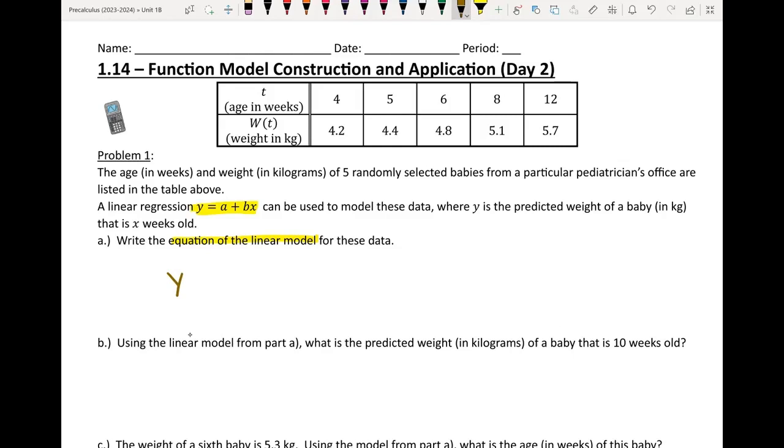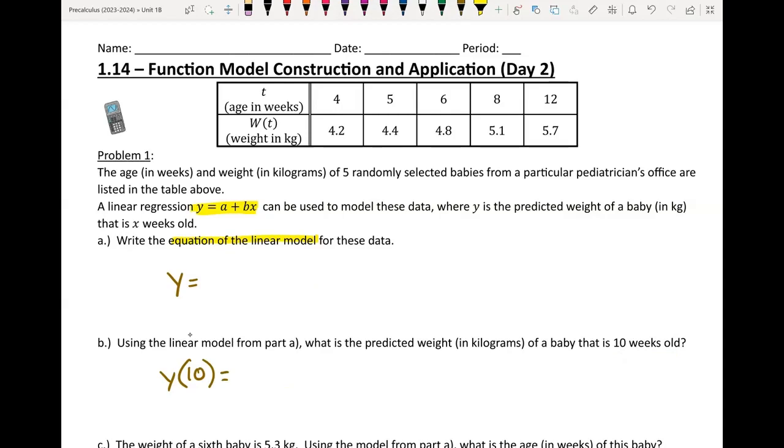So you're going to find out what your equation is, and then plug in 10 weeks old. We're going to be predicting the weight at 10 weeks, based on the data that we have. All right, so go ahead and take a few minutes. Do that on your calculator, please.